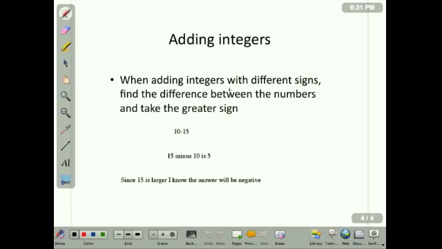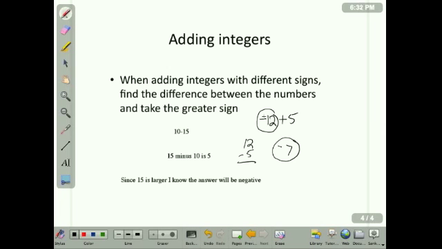When adding integers with different signs, find the difference between the two numbers and take the larger sign. So essentially, when the signs are different, I'm thinking in my head I'm subtracting because the signs are different. I know that 12 is larger than 5, so my answer is going to be a negative number. In my head, I'm thinking 12 minus 5, and that becomes a 7. But my answer is a negative 7.